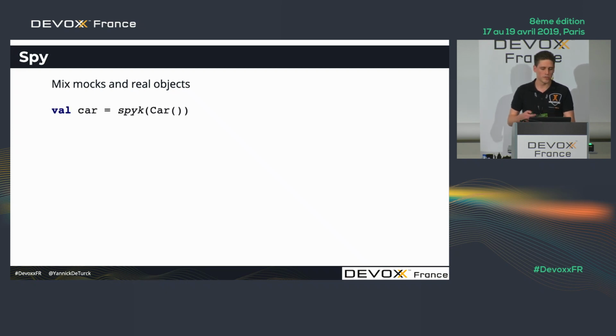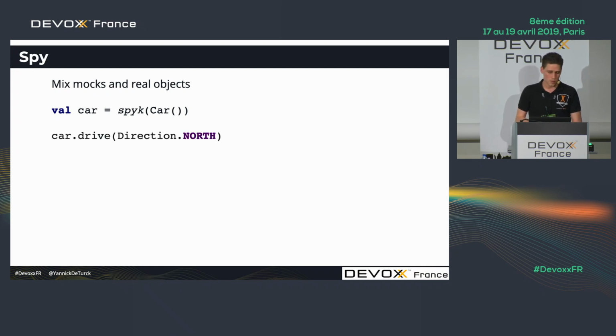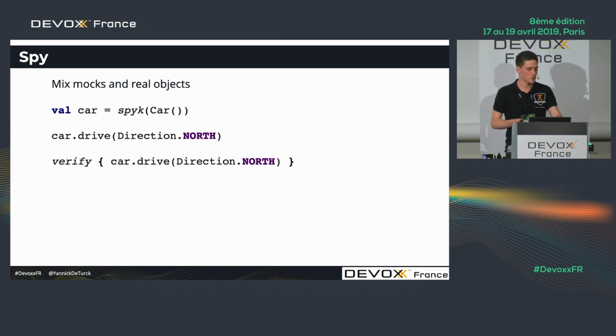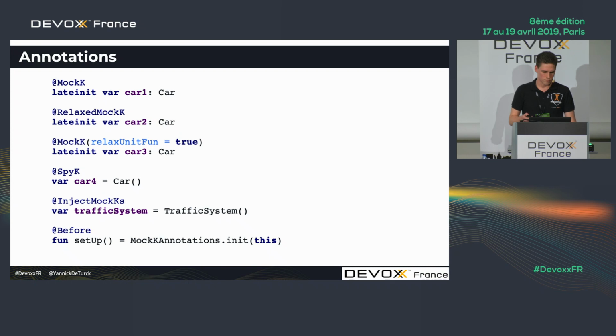Creating a spy is very similar to the creation of mocks. You just use this spyk method right here, and then you pass your instance right here. We let our car drive north, and then we can also just verify whether the car has been driven north. Is this clear about the spy part? Yeah. Okay.